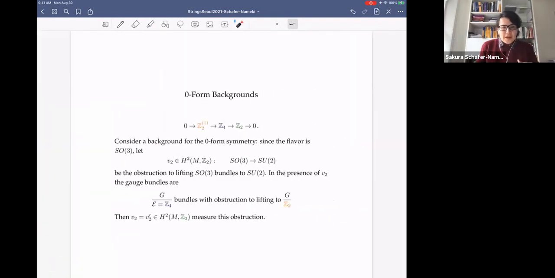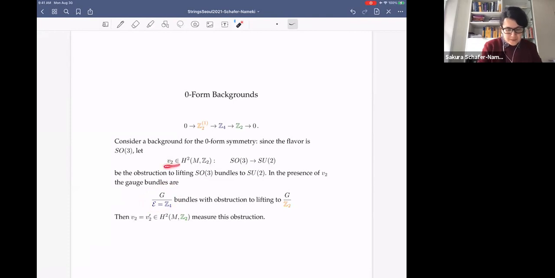Okay, so to actually study whether there is a higher group or not, we have to look at the backgrounds for the symmetries. So for example, if we just focus on the zero form symmetry, we just learned the flavor symmetry is SO3. So in fact, all the bundles that we can turn on should have a non-trivial class V2 that measures the obstruction of lifting an SO3 bundle to an SU2 bundle. So that's a class in H2 of the space-time with Z2 coefficients. And it's just a characteristic class that measures this obstruction. And now in the presence of such a V2, in fact, also the gauge bundles will have an obstruction. So the gauge bundle G mod Z4 will have an obstruction to lifting to G mod Z2.